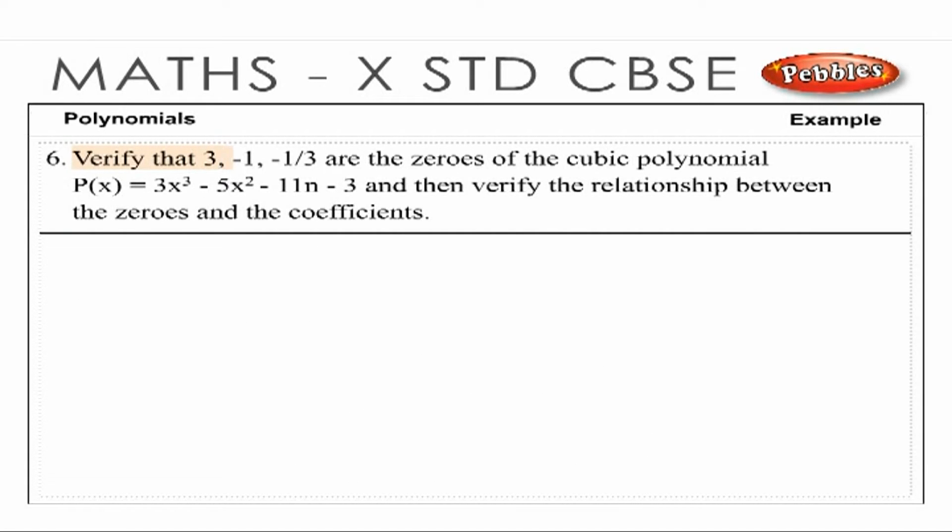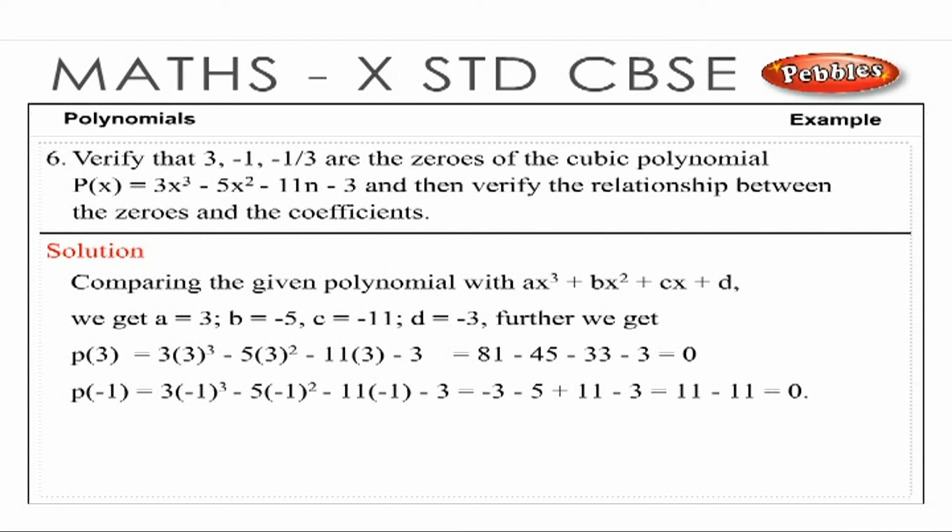Verify that 3, minus 1, minus 1 by 3 are the zeros of a cubic polynomial p of x is equal to 3x cube minus 5x square minus 11x minus 3, and then verify the relationship between the zeros and the coefficients. Solution. Comparing the given polynomial with ax cube plus bx square plus cx plus d, we get a is equal to 3, b is equal to minus 5, c is equal to minus 11 and d is equal to minus 3. Further, we get p of 3 is equal to 0 and p of minus 1 is equal to 0.